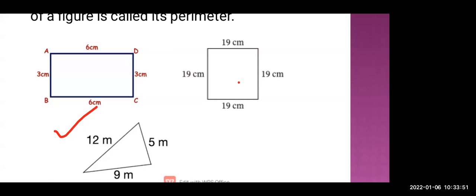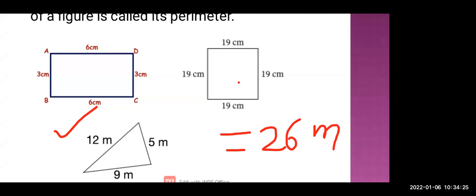So add and tell me what will be the answer of that particular figure. What will be the answer? 12 meter, 5 meter and 9 meter. Very good, very nice. It is what? Not only 26. हमको स्टैंडर्ड यूनिट भी लिखना है. स्टैंडर्ड यूनिट क्या है यहाँ पे? मीटर. तो आंसर क्या आना चाहिए? That is 26 meter. Clear? So in this way, you are going to find the perimeter of a figure.